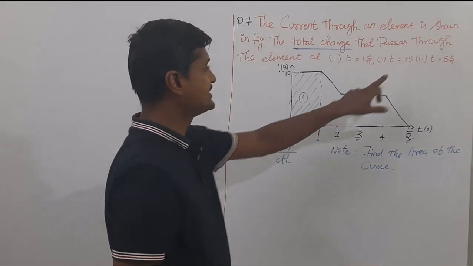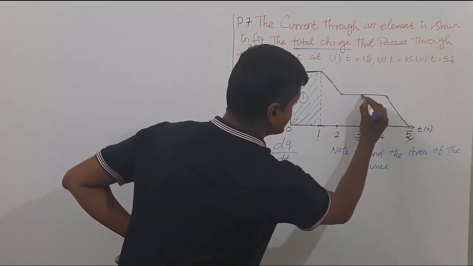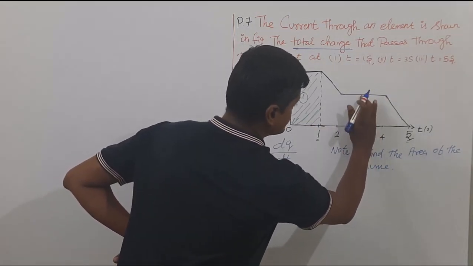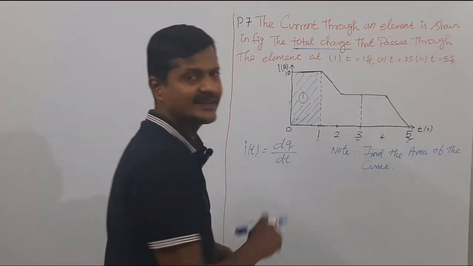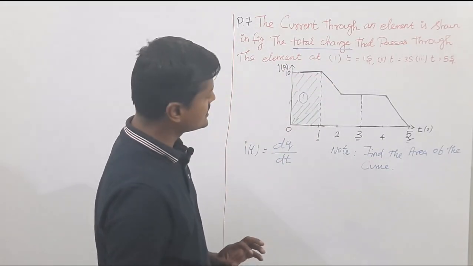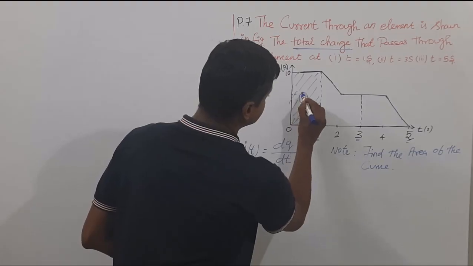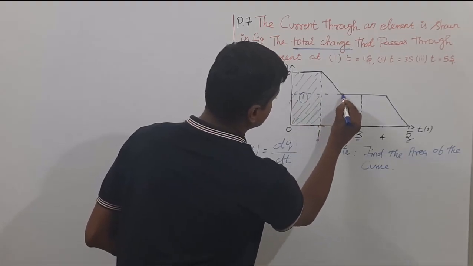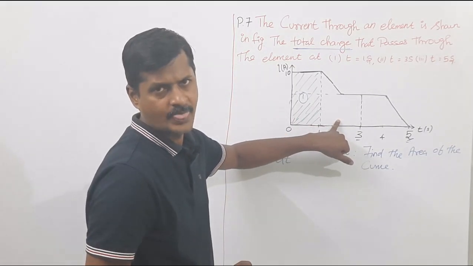So next we need to find it at t equal to 3 seconds. So we are taking 3 seconds. This is a curve, so how can we split this curve? We can split it and make it as a triangle and a rectangle.